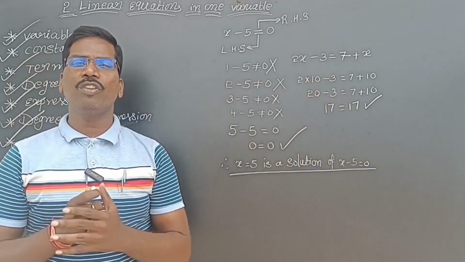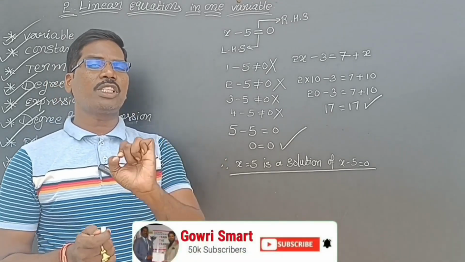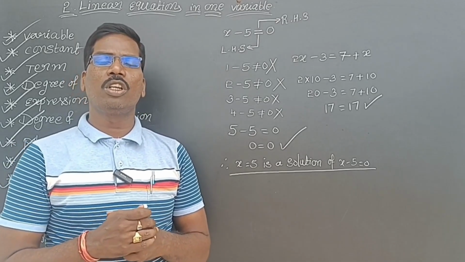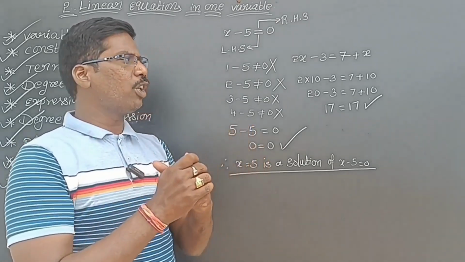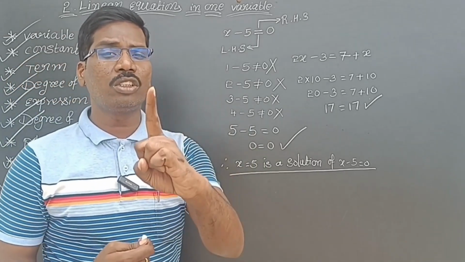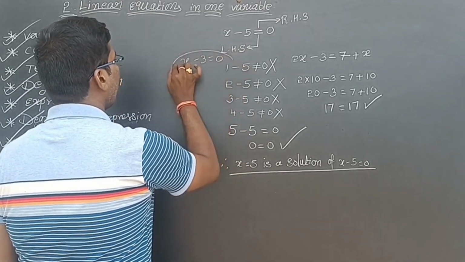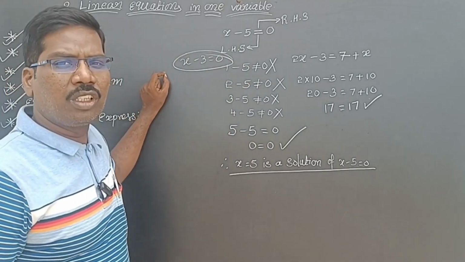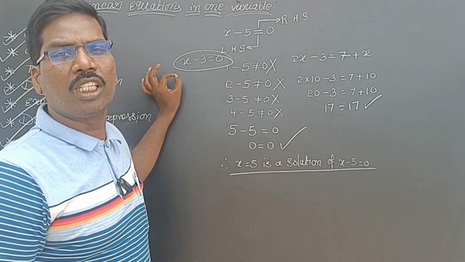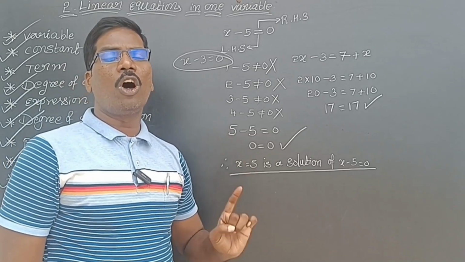Now you have got the concept of the solution of a linear equation. The value of x for which the linear equation is satisfied is called the solution of the linear equation in one variable. How many solutions will there be for a linear equation? Only one, a unique solution. If I take x minus 3 is equal to 0, only 3 will satisfy this equation. Other than 3, no value will satisfy it. So a linear equation in one variable has a unique solution, or one solution.